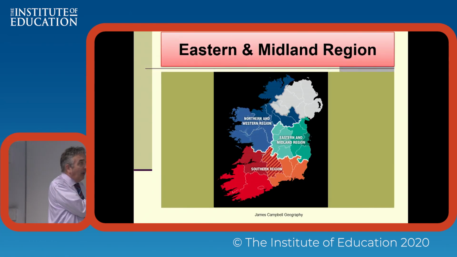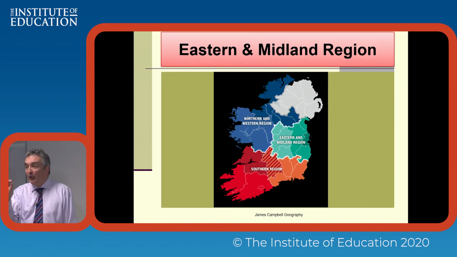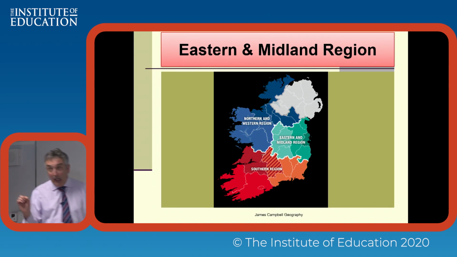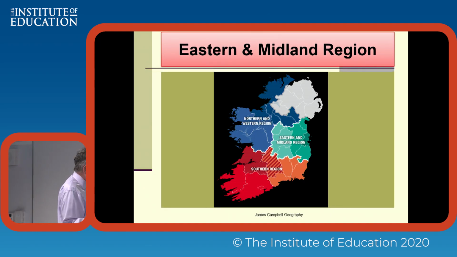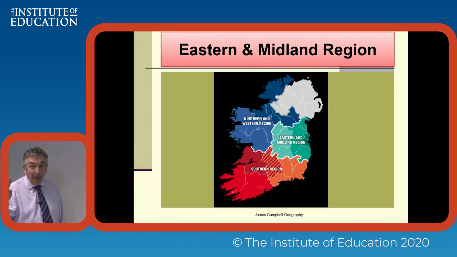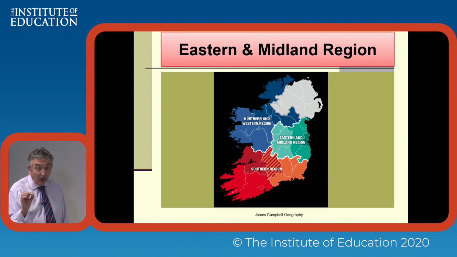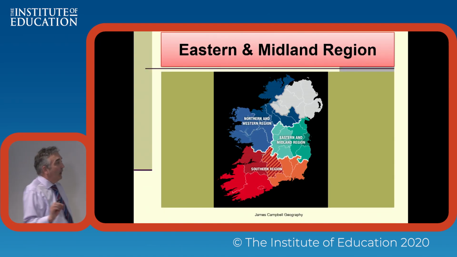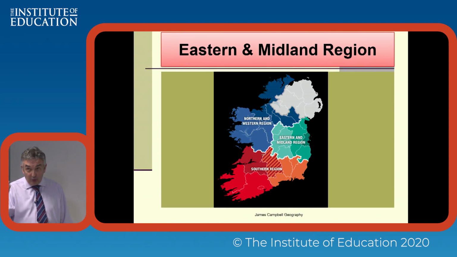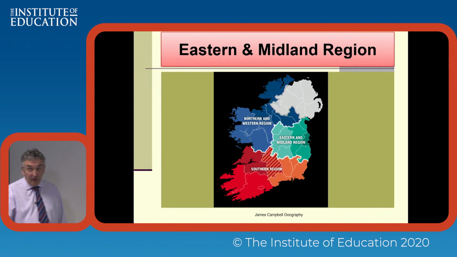Look at this map of Ireland. This map shows us how the European Union views Ireland. The European Union has broken Ireland down into 3 distinct parts. The Eastern and Midland region, we're going to start off with that. We're then going to bring you into the Northern and Western region. So we're going to start off at a core area and then move into a peripheral area.